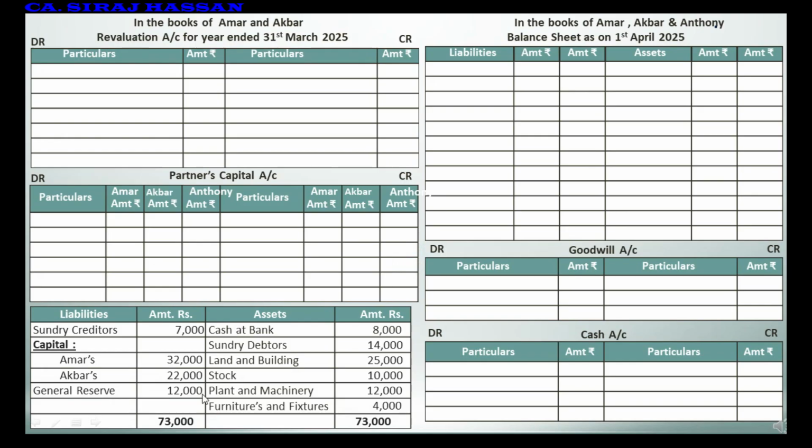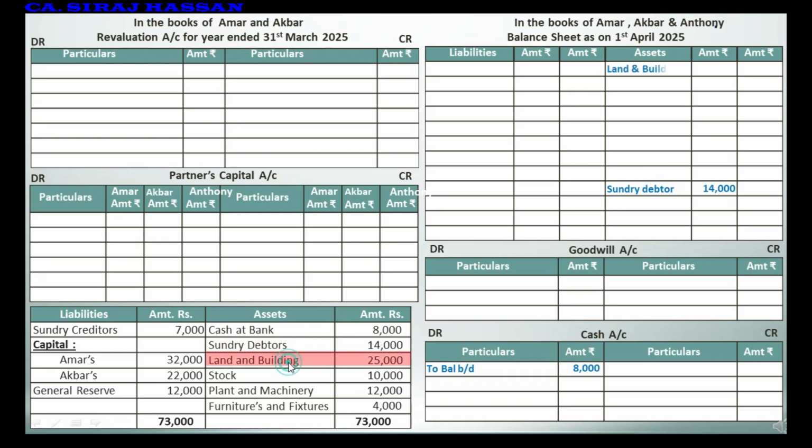So here we start. Cash. Your cash is an asset. Asset has a debit balance. It will go to the debit of cash account. To balance brought down 8,000 rupees. Next we have sundry debtors, rupees 14,000. That will go to the new balance sheet inner column because there is an adjustment.